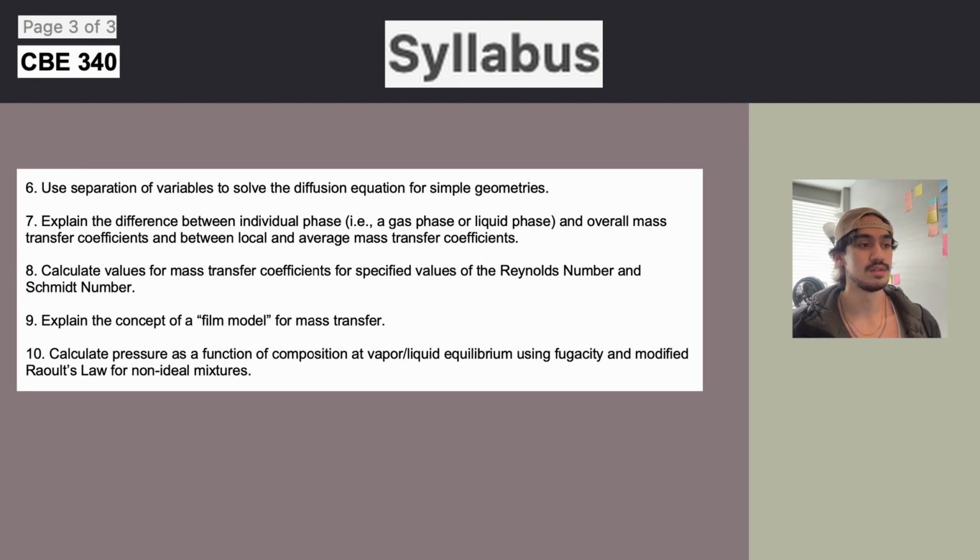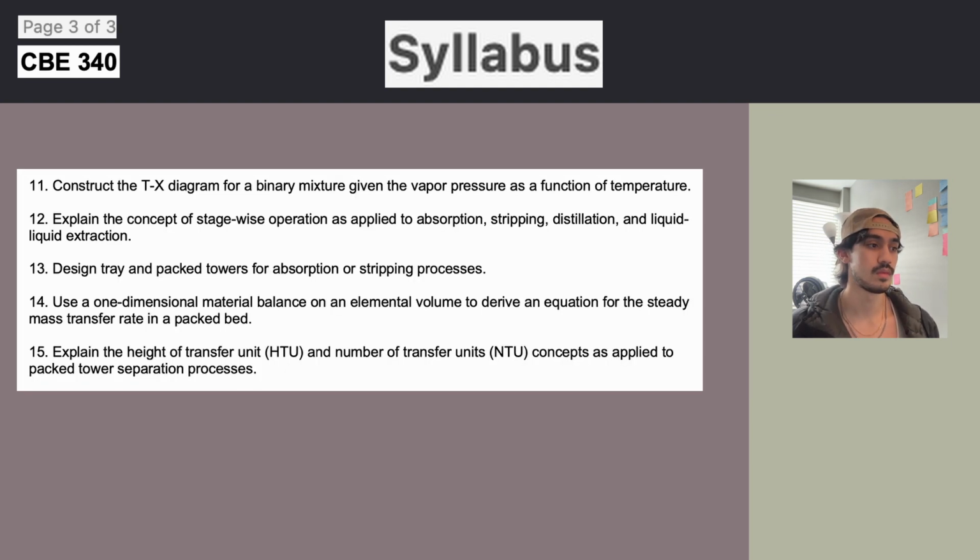10. Calculate pressure as a function of composition at vapor/liquid equilibrium using fugacity and modified Raoult's law for non-ideal mixtures. 11. Construct the T-x diagram for a binary mixture given the liquid pressure as a function of temperature. 12. Explain the concept of stage-wise operation as applied to absorption, stripping, distillation, and liquid extraction.